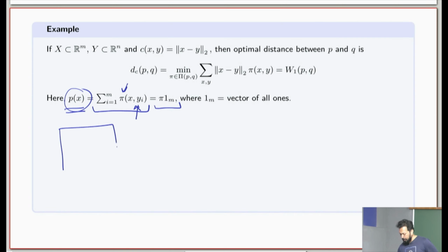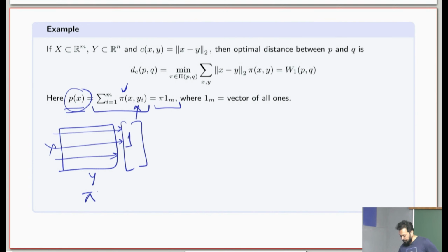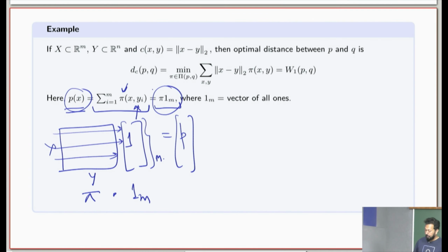Because at the end of the day, this is also a matrix, right? So summing up the y essentially means that let us say this is my y. So if this is my y and this is my x, then summing the y is the same thing as saying that I multiply with a vector of all ones. Okay, so this is my pi matrix and this is my vector of all ones. Since there are m rows, so this is like m. Okay, and then what I get as a result is p, which is also a vector, obviously. So we can see this as a matrix times vector, which if I multiply a vector of all ones on the right, then it means that I sum across the columns. Okay, so we are okay with these notations.